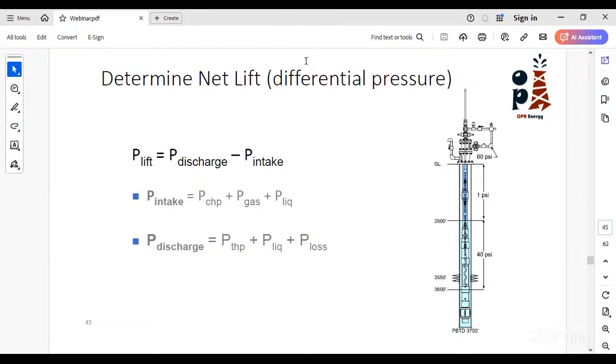So the intake pressure equals what? The intake pressure equals the casing head pressure plus the hydrostatic column that the gas presents between the casing head and the fluid level, and then the liquid head or hydrostatic head above the pump. This is the intake pressure. The discharge pressure represents the pump tubing head pressure plus the hydrostatic column above the pump inside the tubing, and of course the friction losses inside the tubing during production.